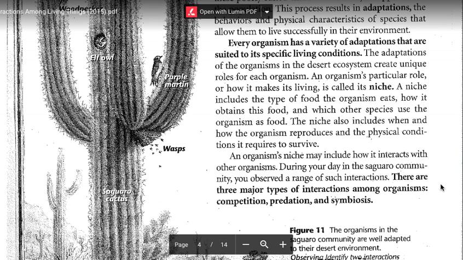During your day in the saguaro community, you observed a range of such interactions. There are three major types of interactions among organisms: competition, predation, and symbiosis. So remember, this was one of the guided reading questions. So they've bolded it here. So there are 2 hints. This is a pretty important thing to write down.